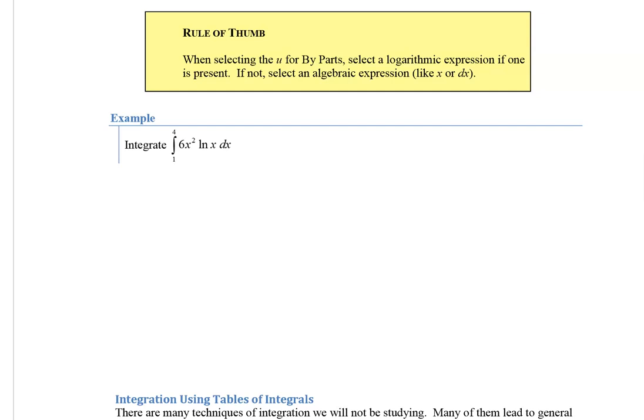Or again, I like to pick u to be the part that, as I take the derivative of it, it would reduce. This one, we're going to have to go into this part of selecting the logarithmic if it has one. So you can see we have a definite integral, so we're going to have that added step of plugging in the 1 and 4. But first thing we're going to do is integration by parts.